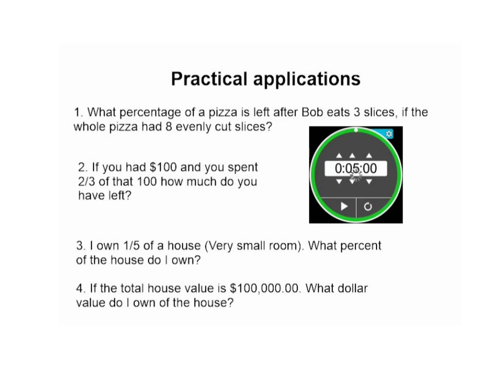What percentage of pizza is left after Bob eats 3 slices if the whole pizza had 8 evenly cut slices? So, to figure out something like this, we kind of go like, I got 8, and Bob ate 3. So 8 minus 3, that gives me 5. So I have 5 out of 8. That's my fraction, 5/8. But they want to know what percentage is left. So I got to go 5 divided by 8 equals what?